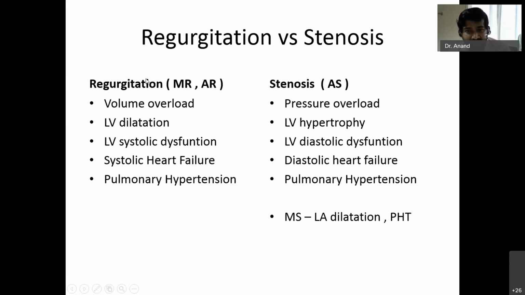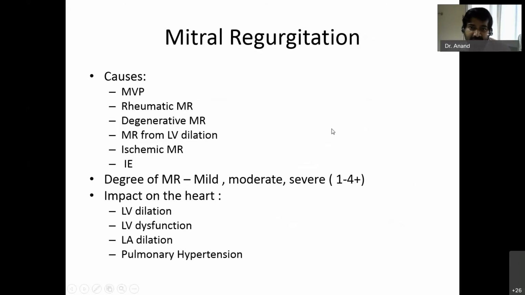On the other hand, in aortic stenosis, the heart is pumping against a high pressure because of a stenotic valve, which causes what is called pressure overload, and that in turn causes hypertrophy rather than dilation, diastolic dysfunction and diastolic heart failure. So this is what you want to know when you're assessing a patient with a valvular lesion. One, the degree of the valvular problem, and two, the impact of the valvular problem on the heart. So let's quickly look at a few of these.